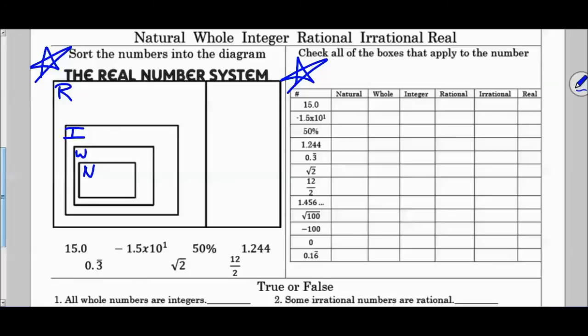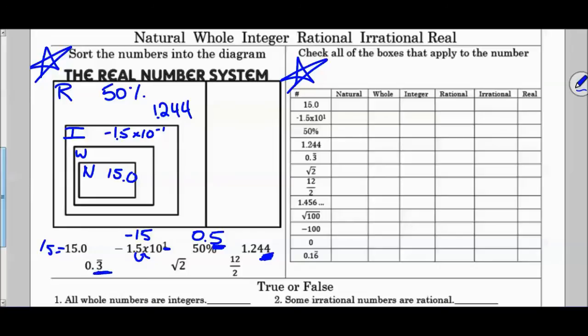Okay? So I'm going to just start by placing these numbers on the left. 15.0 is really just 15. That's a counting number. That is a natural number. Negative 1.5 times 10 to the first. We move the decimal place 1 place to the right. That's a negative 15. That's an integer. 50% is the same thing as 0.5. That's a decimal that stops, so that's a rational number. 1.244, also a decimal that stops right there. That is also a rational number.